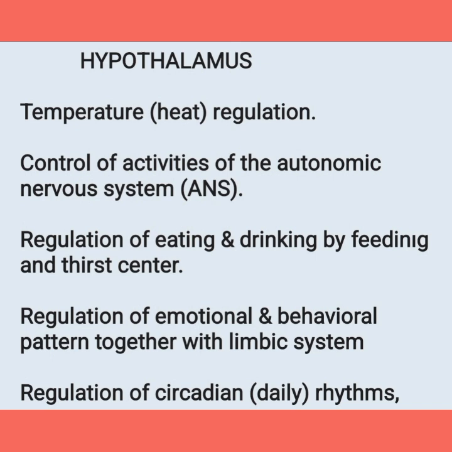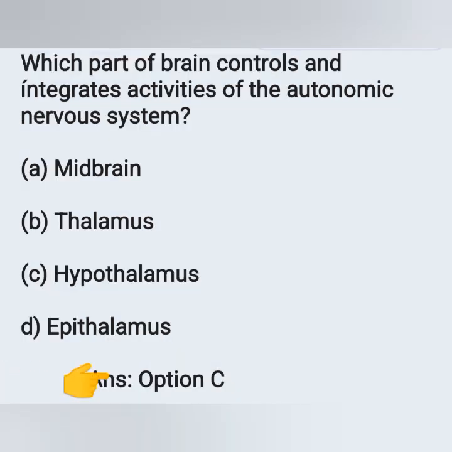And the next function is regulation of emotional and behavioral patterns together with the limbic system. And also regulation of circadian rhythm, all controlled by the hypothalamus. So here the correct answer is option C, hypothalamus.